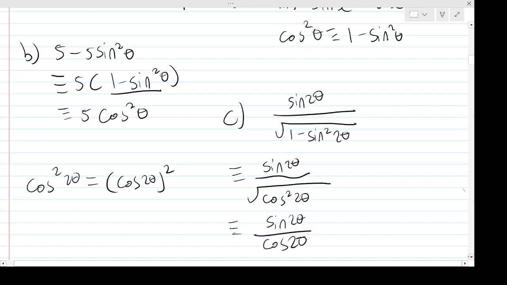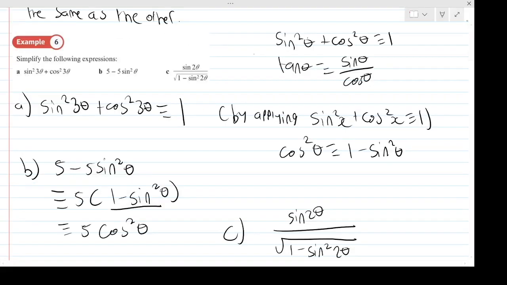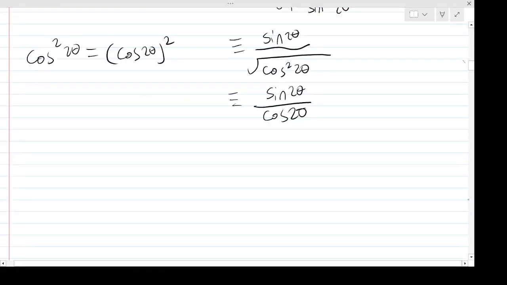And there we are. So we got to that point. Okay, well then what can I do here? Well, let's have a look at the other identity then. Well, this tan theta is sine theta over cos theta. That's what we got. We got sine 2 theta over cos 2 theta. Right, again, the angle's 2 theta, not theta.